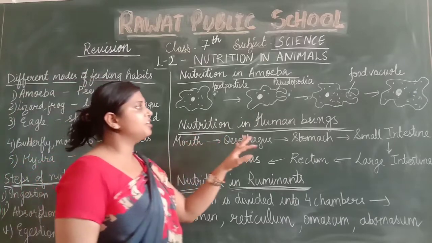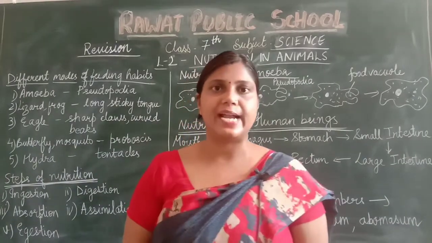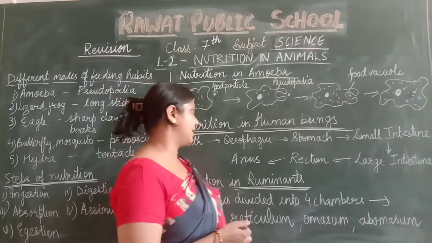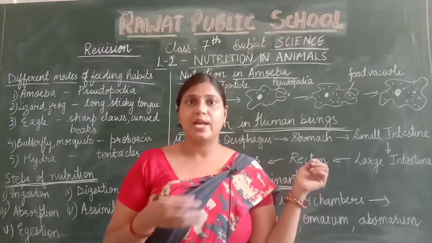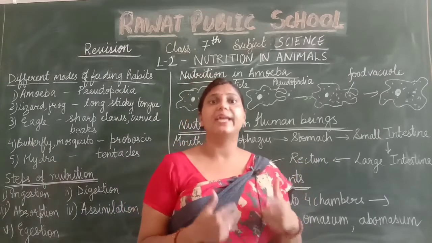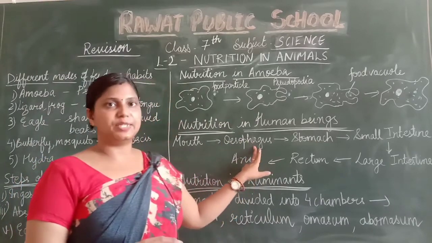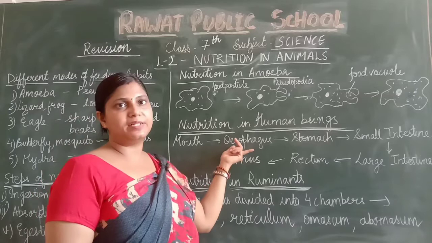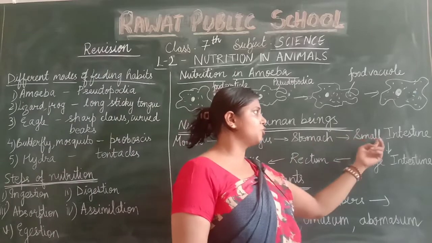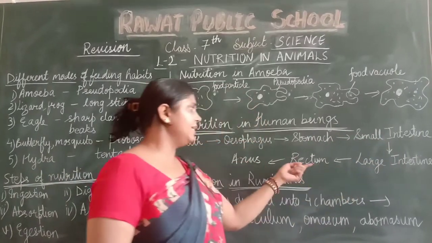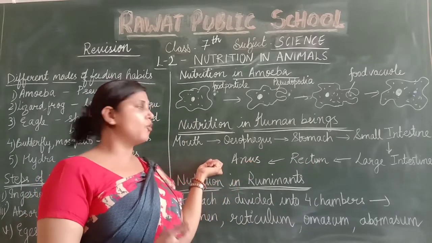Now coming to nutrition in human beings. How do we take our nutrition? We take in food through our mouth. Now what happens in the mouth? In our mouth, saliva, teeth and tongue are present, each with its own different role. From the mouth the food goes to the esophagus. Esophagus is a pipe-like structure. From the esophagus, food goes to the stomach, then the small intestine, then the large intestine, then the rectum, and through the anus the unwanted material gets out of the body.